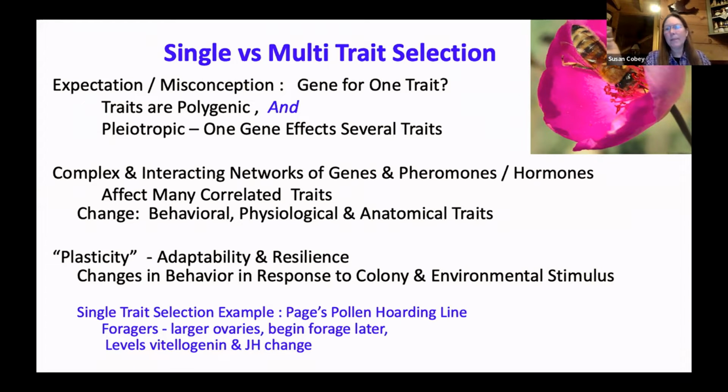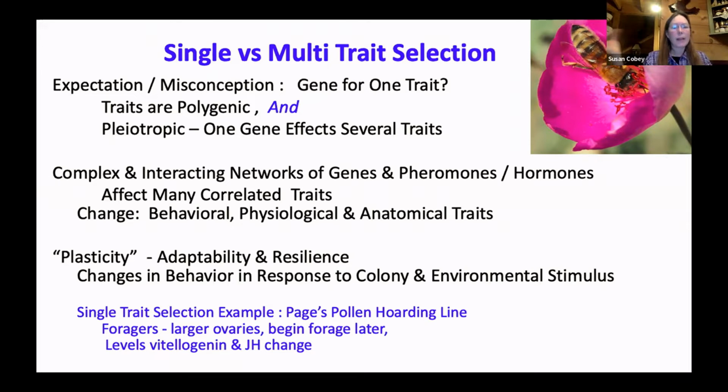For example, if you take a look at Rob Page's pollen hoarding bees, those pollen hoarding bees have more ovarioles. I'm talking about the worker bees. They will turn into laying workers faster. They have a later date for foraging. They have different levels of vitellogenin, which is a precursor to egg making, and juvenile hormone levels, things like that. So it's actually changing their whole physiology, not just the behavior. And that's kind of amazing. So when you do single trait selection, you need to look at those other factors in there, which may not be real obvious when you first start doing that, because all these things are correlated.